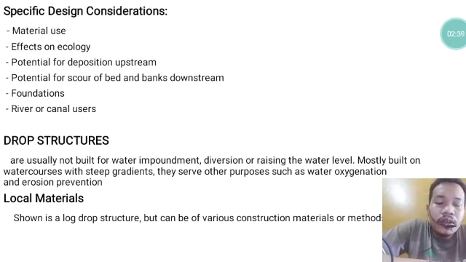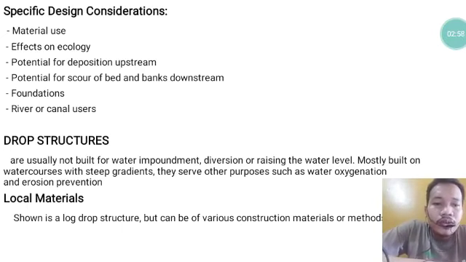So what specific considerations for this? Material use, effects on ecology, potential for deposition upstream, potential for scour of bed and banks downstream, foundation, river or canal users.